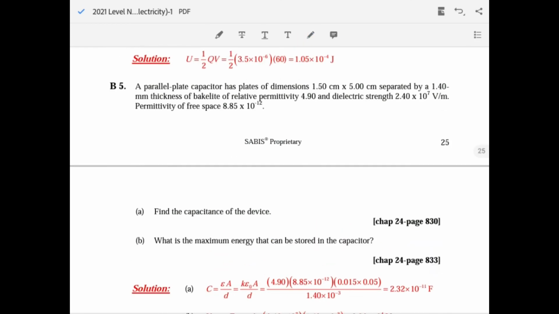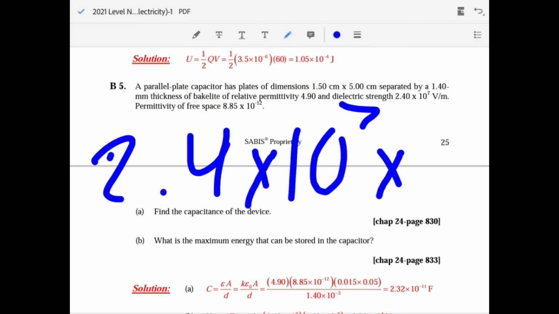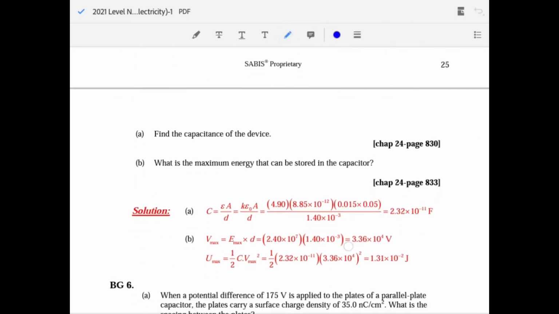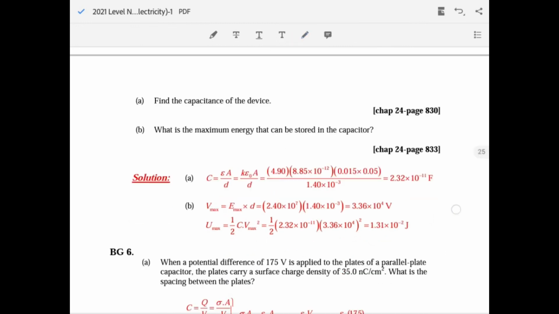What's the maximum energy? You're given this dielectric strength. If you look at the units, you can see it's volt per meter, so if you multiply it by meter, then you'll get the voltage. So to get the voltage, it's 2.4 times 10 power 7 times meter, so the distance between, so 1.4 times 10 power minus 3, and once you get that, you have voltage. Now half CV squared, use the formula, you substitute everything in, and you should get the answer.